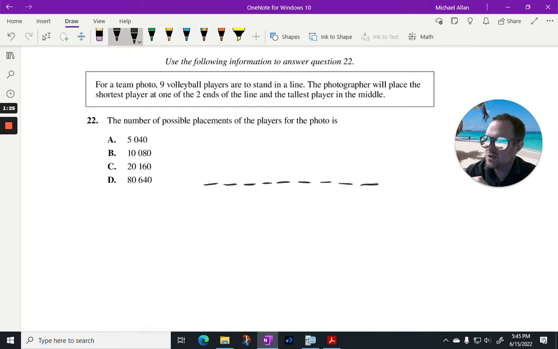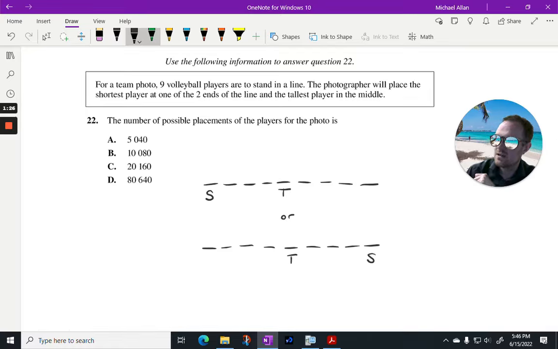Okay, so we could put the tallest person in the middle. That's what it says here. I want to put the tallest person there, and the shorter person here, or here, right? One of those two orientations, because it didn't mention which end he's going to have to be in. And that orientation is different. I don't know which position is better, but it is different. So for the first one, we only have one choice for this one, and we only have one choice for that one. Same thing with this.